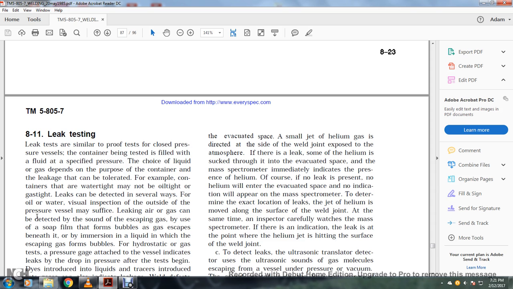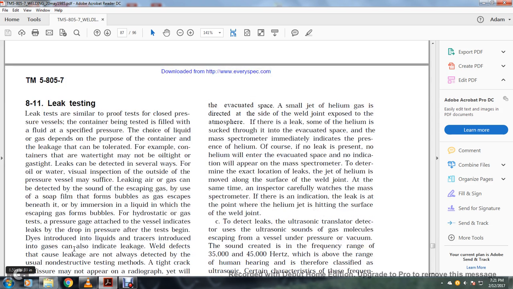Leakage of air or gas can be detected by the sound of the escaping gas, by using soap film that forms bubbles as gas escapes beneath it, or by immersion in liquid in which the escaping gas forms bubbles. In a hydrostatic or gas test, a pressure gauge attached to the vessel indicates a leak by a drop in pressure after the test begins. Dyes introduced into the liquid, or tracers introduced into the gases, can also indicate leakage.